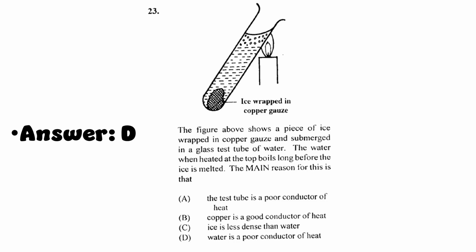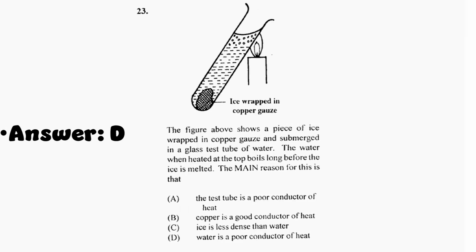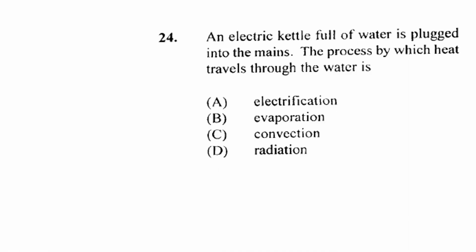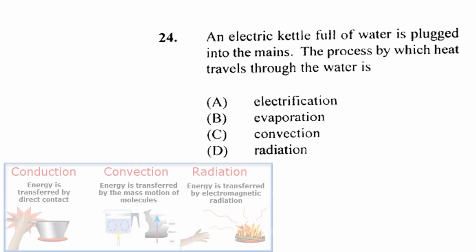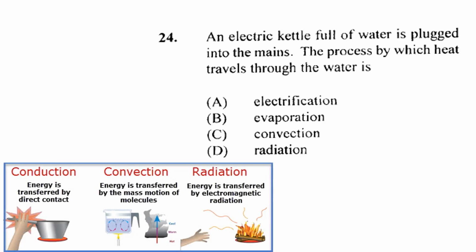The heat is in contact at the top, but the ice is way at the bottom, and the heat will not be conducted through water very well. Answer is D. Number 24. An electric kettle full of water is plugged into the mains. The process by which heat travels through the water is electrification, evaporation, convection, or radiation. And the answer for this one is C. Remember that convection occurs best in liquids and gases. Meanwhile, conduction occurs best in solids.